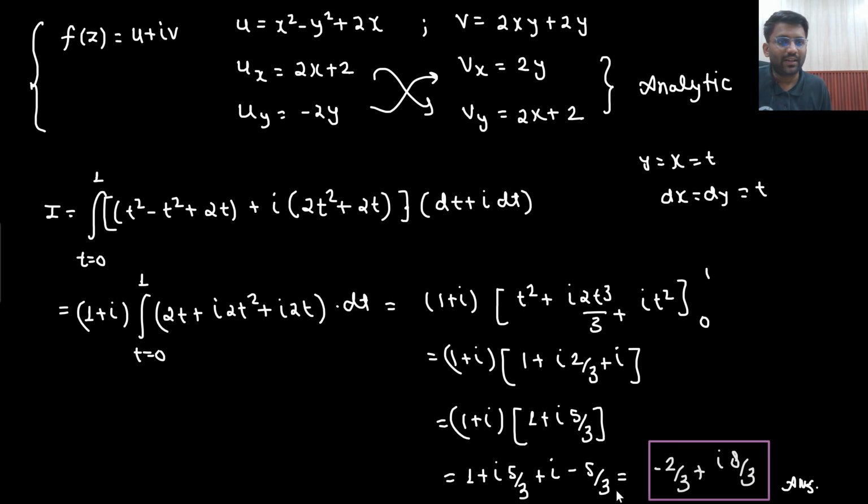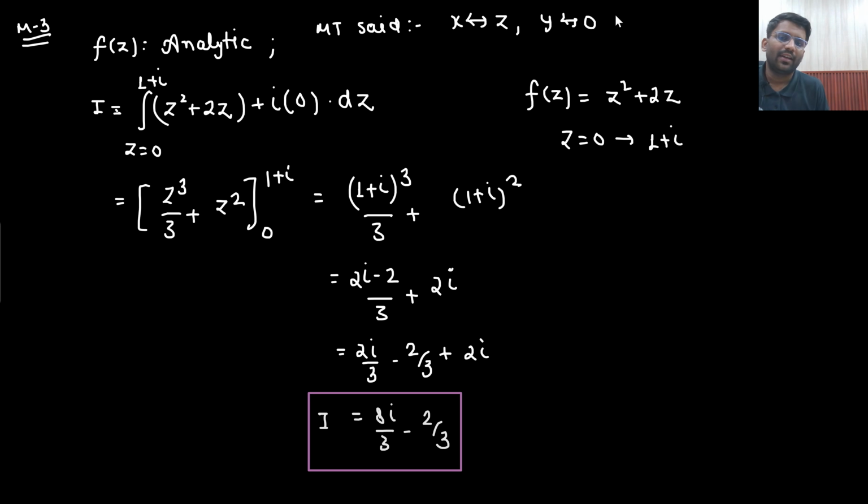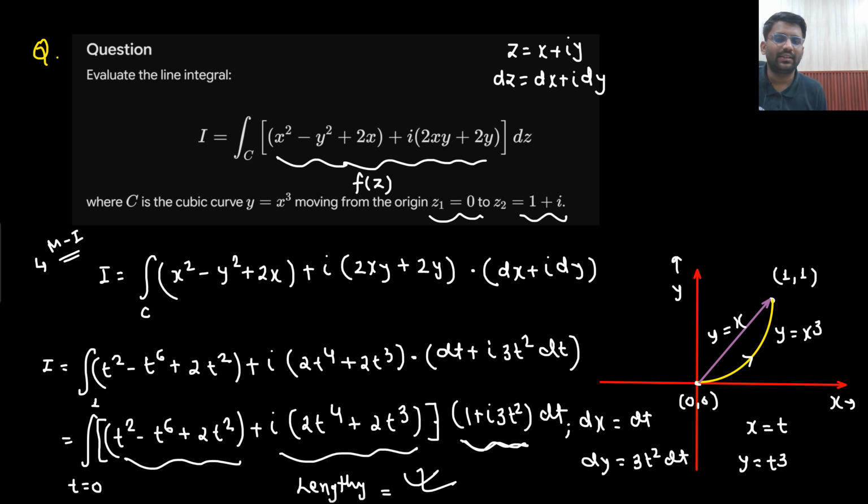If someone is very, very smart, he also remembers what MT said. If MT said that the function is analytic, then x is z, y is 0. Simply replace it and put the limit. But always check if the function is analytic or not. Let's see this question.